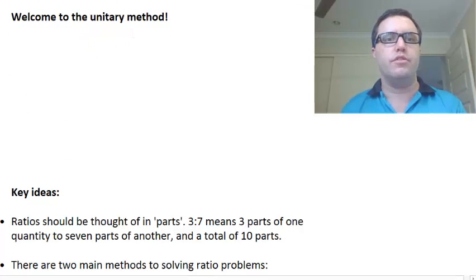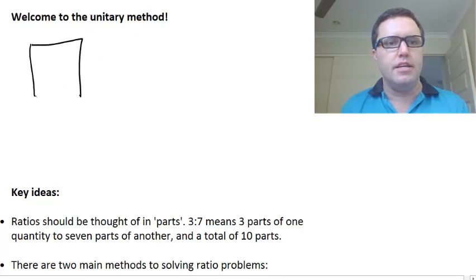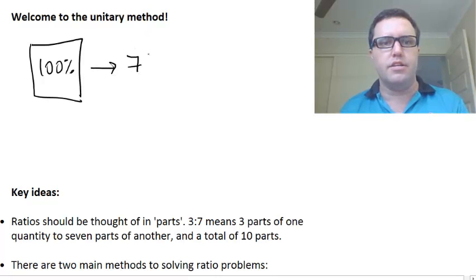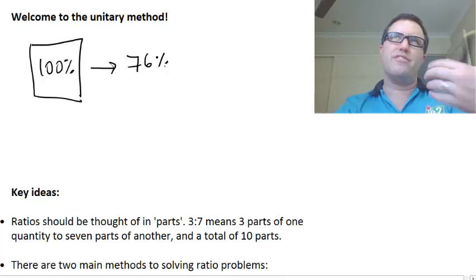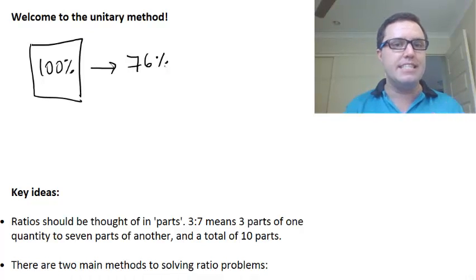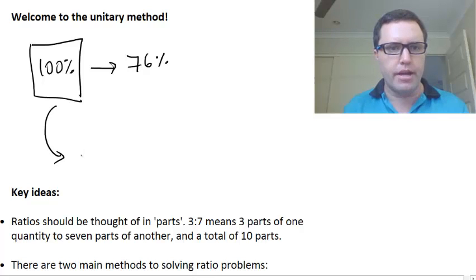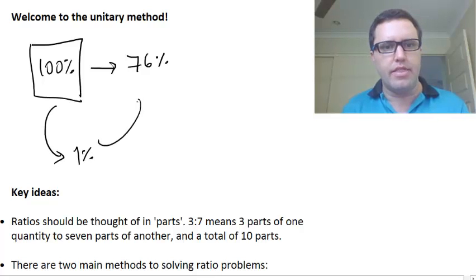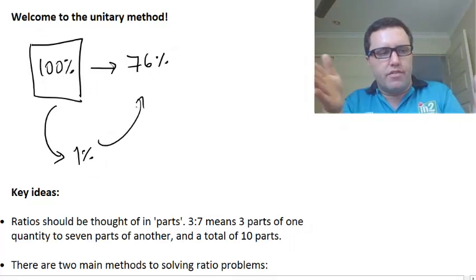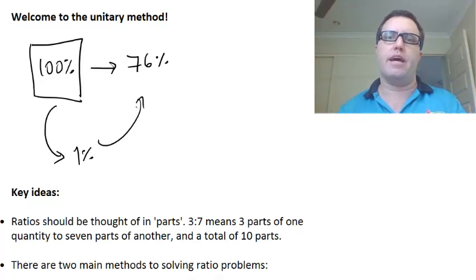Welcome to the unitary method. Sometimes it's easier, so this is a whole, like 100% of something, but rather than worry about turning this into 76% or something like that, rather than going through the process of figuring out what fractions to multiply by, sometimes it's easier to first break it down into what 1% looks like and then bring it back out into the 76%. That's called the unitary method, where you break everything down into its smallest pieces first and then bring it back out again to what you need it to be.